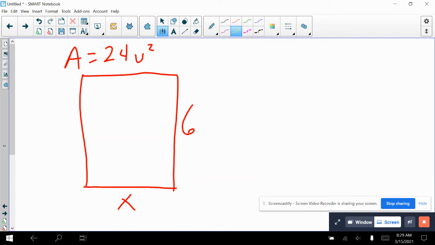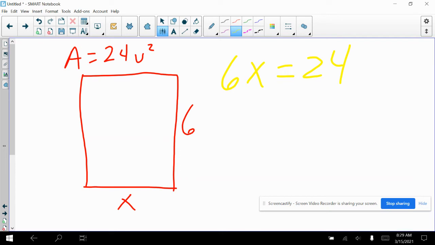Anybody have an equation? I think you mean this. Yes, 6x is equal to 24. That is correct. It's a multiplication equation. How do you know that you should multiply? Because you're finding the area. That's why. You learned that back in elementary school. Yes, you'll have to come up with the equation.